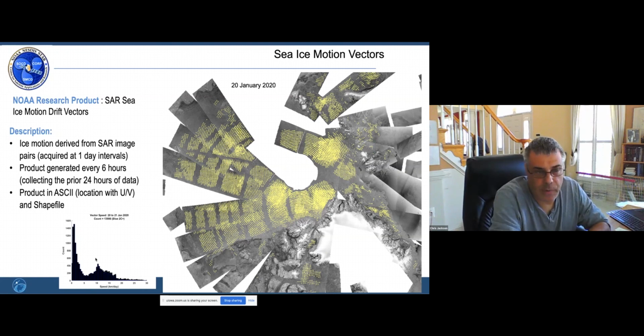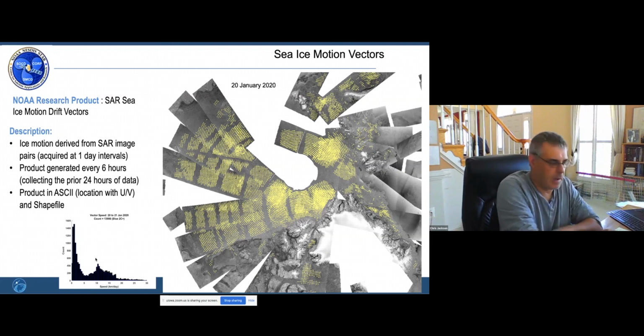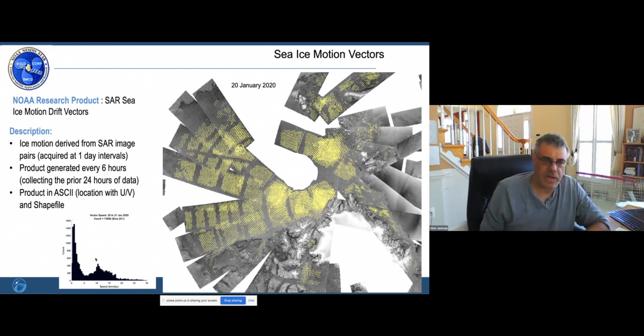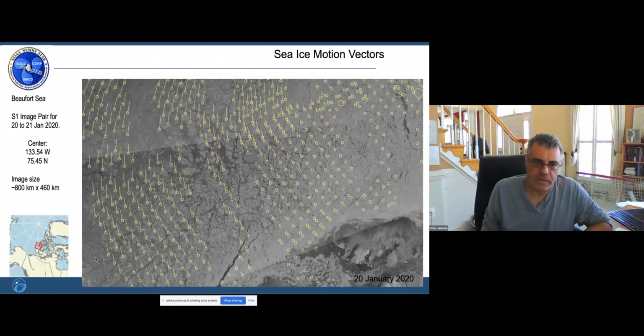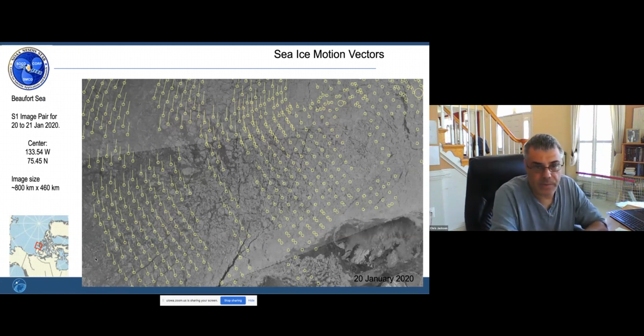Again, this is something we're producing for the National Ice Center. It's continuing to be evaluated and refined, and we produce a shapefile with it, which is what you see here in the yellow. If we zoom in, which is the next slide, this is an image from the Beaufort Sea back in January of 2020, and so it's an image pair.